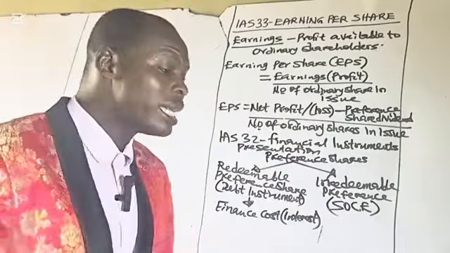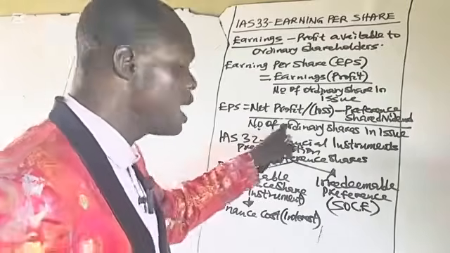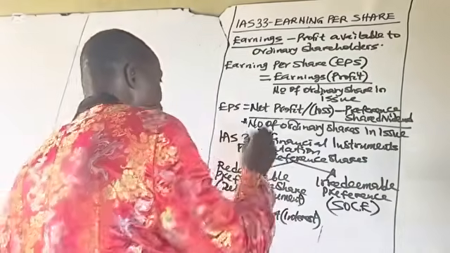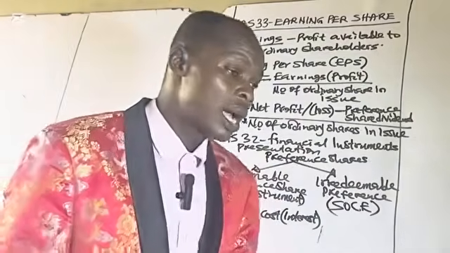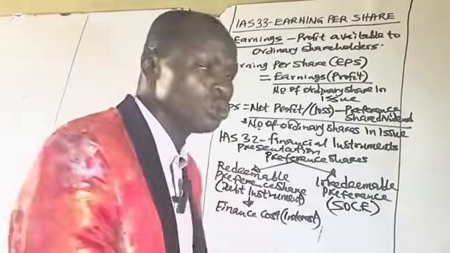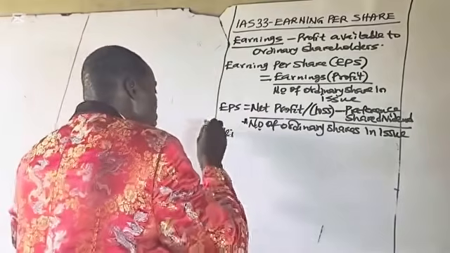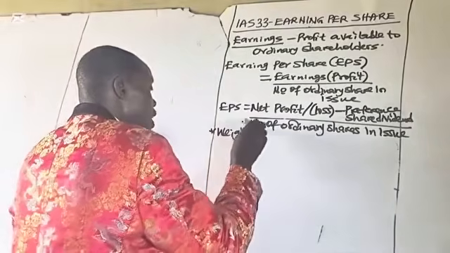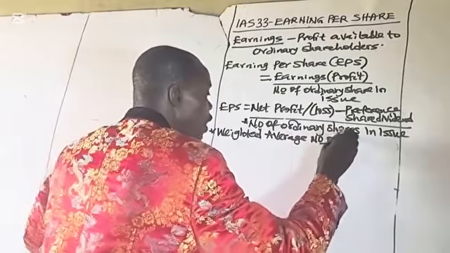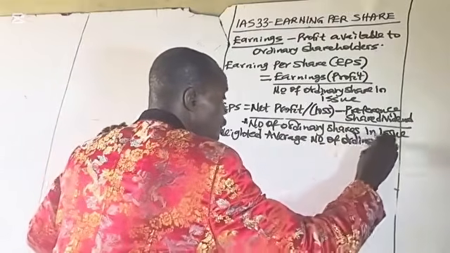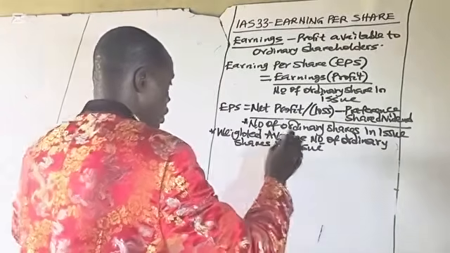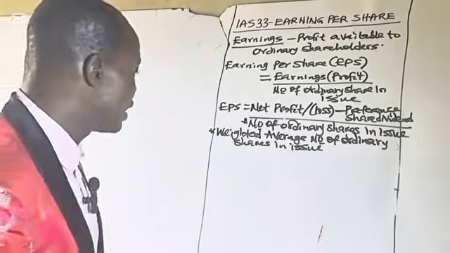Now, the problem with the calculation of earning per share is the denominator, which is the number of ordinary shares in issue. Hitherto, I will be using the term weighted average number of ordinary shares in issue in the denominator. Why weighted?